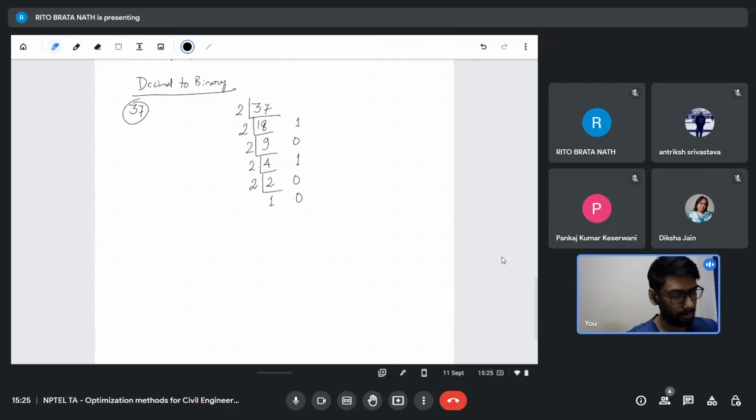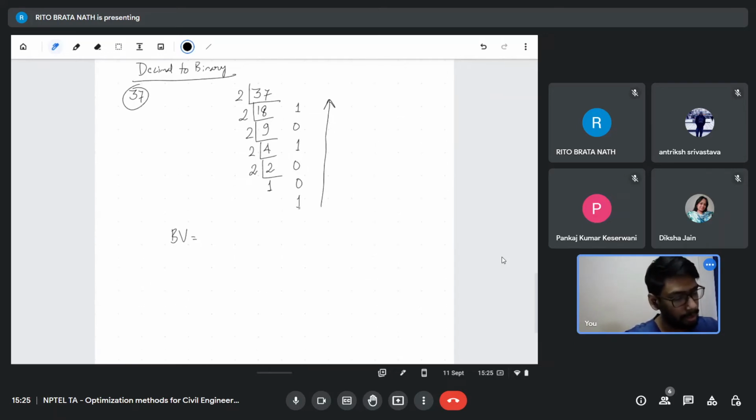So this 1 comes here. Let's see, hopefully I've done it correctly. Yeah, so this remainder will go here finally. Now what you'll do is go from this side to this side in order to get your binary value. So corresponding to this, the binary value should be 100101.